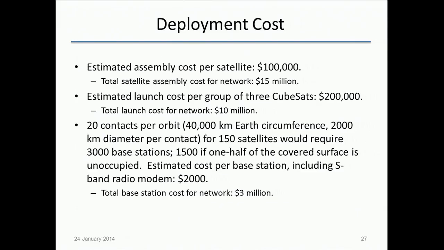But working with that number, we came up with a total satellite assembly cost of about $15 million. We estimated that the cost to launch 3 CubeSats would be about $200,000 for 3. So that'd be 50 of those. That's about $10 million to launch 150 CubeSats. And that price may actually be coming down because there's a growing commercial spaceflight market, things like Virgin Galactic, Sierra Nevada, SpaceX, where they really are seeking payloads to put into orbit. I think the trend in launch costs for these things is definitely downward.